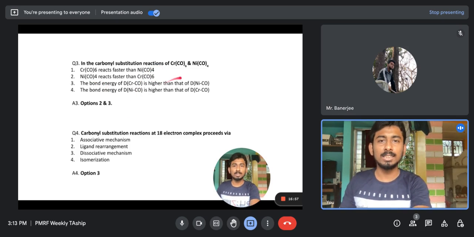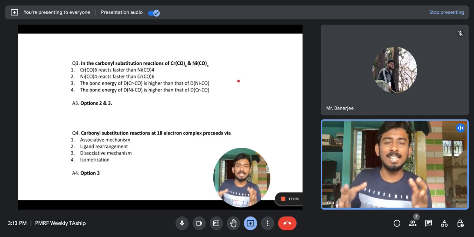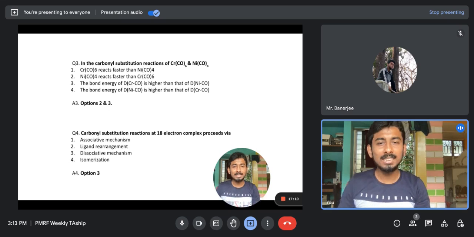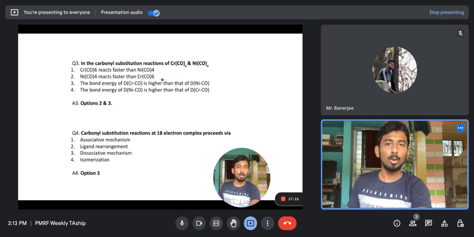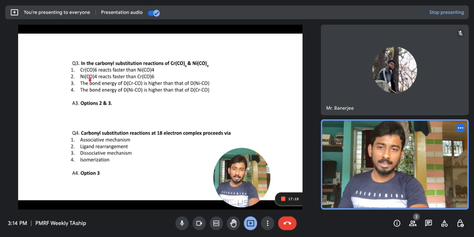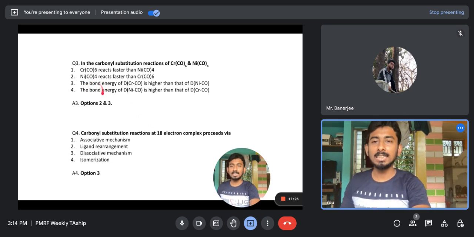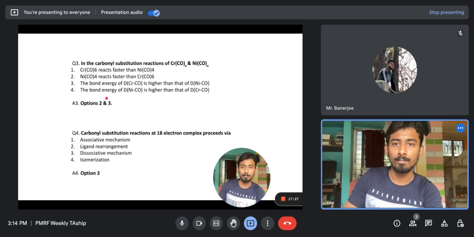But in this case, for Cr(CO)6, a dissociative mechanism has to take place. One of the carbonyls should be eliminated first. This creates a vacant space and electronic unsaturation in the moiety, and then the incoming group will be bound to the central metal atom. So in case of Cr(CO)6, the dissociative mechanism is followed. But in case of Ni(CO)4, the associative mechanism can take place quite smoothly because two centers or two spaces are vacant in Ni(CO)4.